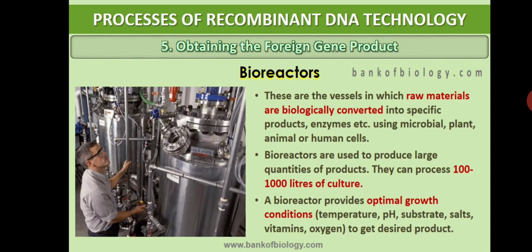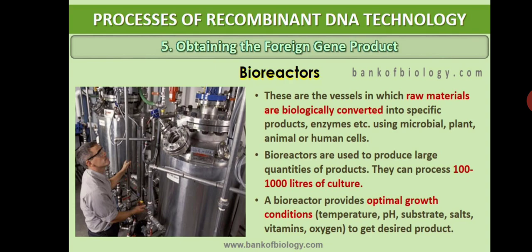In these we can culture whatever type of cells, either microbial cells, plant cells, or human cells. Transformed cells we are culturing here, and these transformed cells are capable of producing the desired product, and that product can be obtained in this stainless steel vessel or bioreactor in large quantity. Getting my point? Therefore, these are the vessels in which raw materials are biologically converted into specific products.